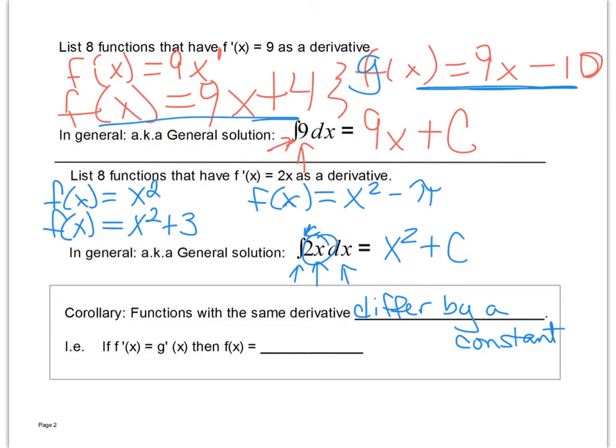So in other words, if f prime equals g prime, like it did up in those two up above, they both have a derivative of 9, then f of x equals g of x plus some constant. Now keep in mind, just like above, that constant was negative, so that c can be a negative 14.